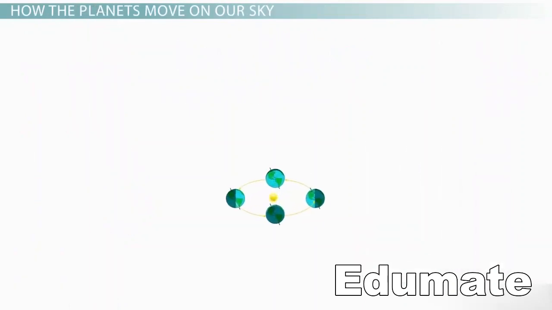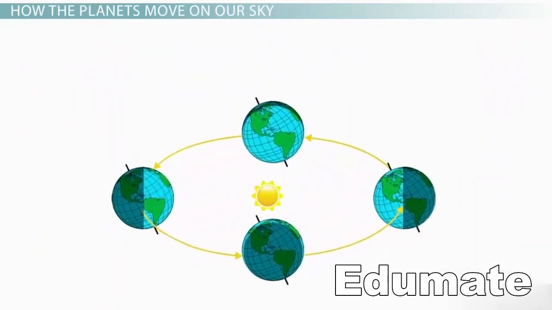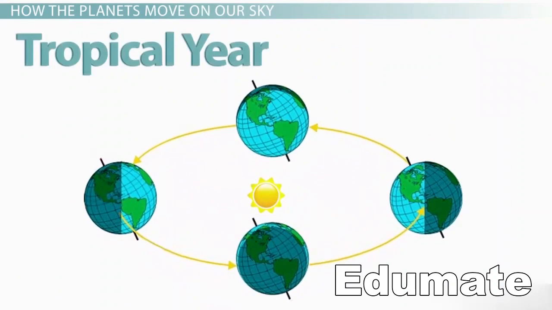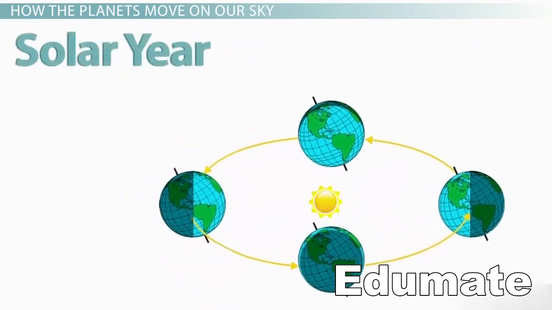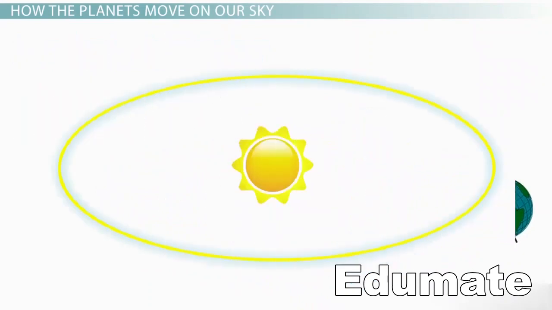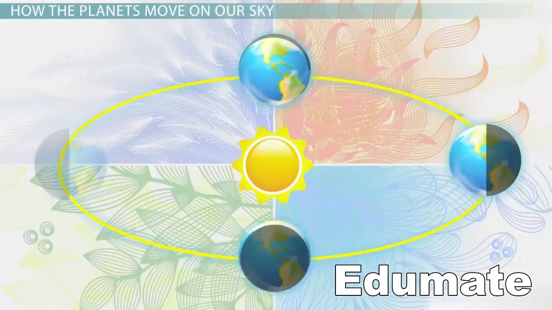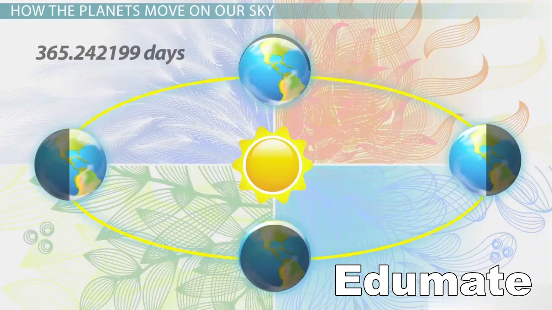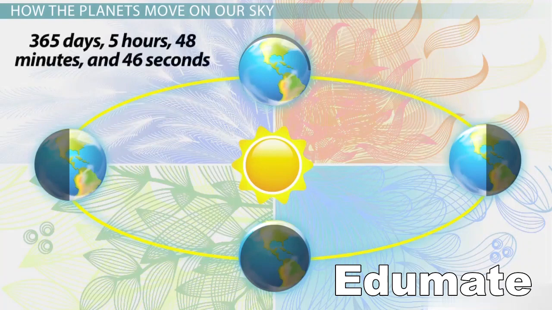To understand why leap years exist, we first need to define a tropical year. The tropical year, aka the solar year, is the length of time it takes the sun to travel from and return to the vernal equinox. The tropical year is the same time it takes for the cycle of the seasons to repeat, and that length of time is about 365.242199 days long. That's 365 days, 5 hours, 48 minutes, and 46 seconds.